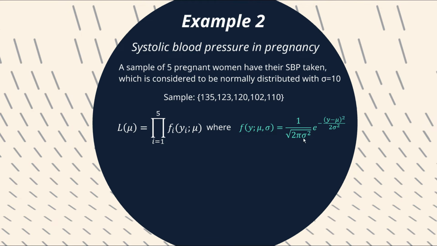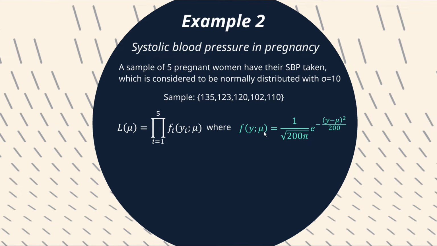You've got pi there, you've got the 2 parameters mu and sigma squared, and you have your value of y as well. In this case, because we've set sigma to be 10, I'm going to replace all of the sigmas in this formula with 10. So it's going to be 2 times pi times 10 squared, which is 100. And here it's going to be 2 times sigma squared, which is again going to be 2 times 100. So in this case, the PDF for each of these individual observations will look a bit like this.